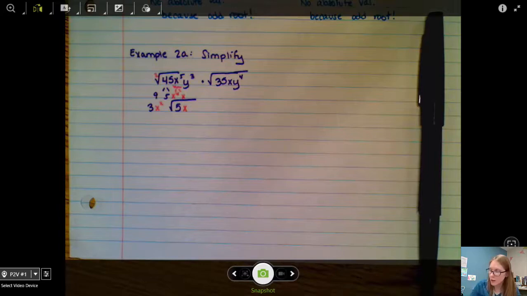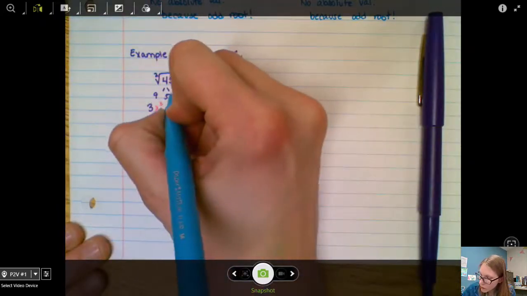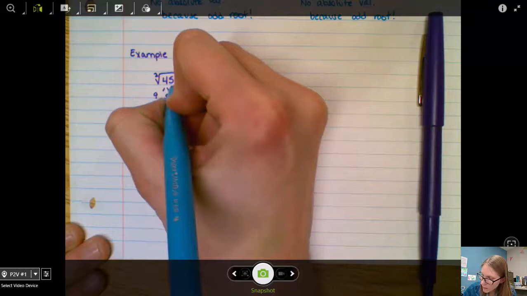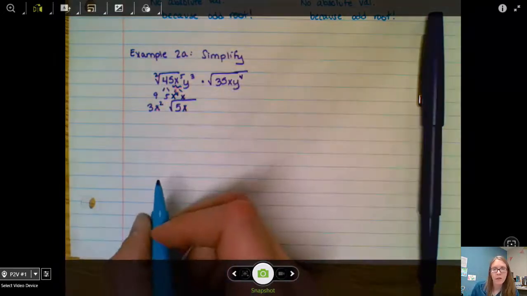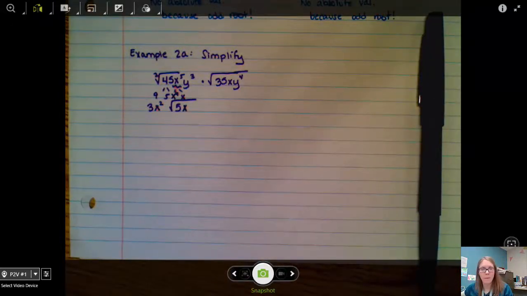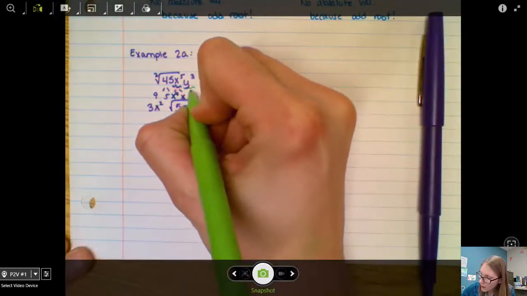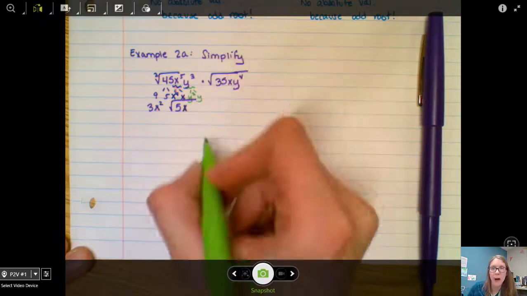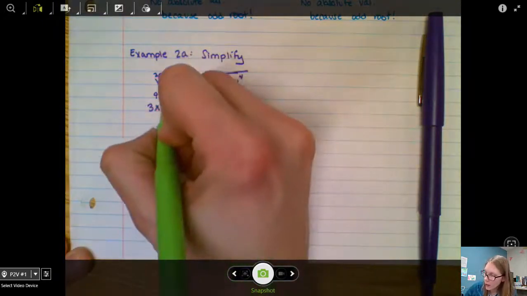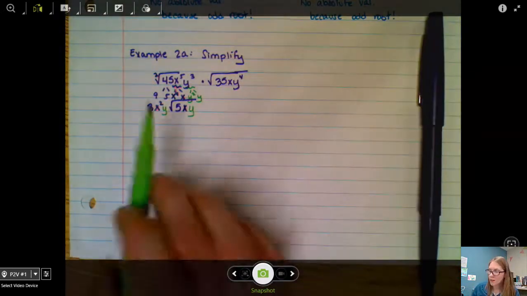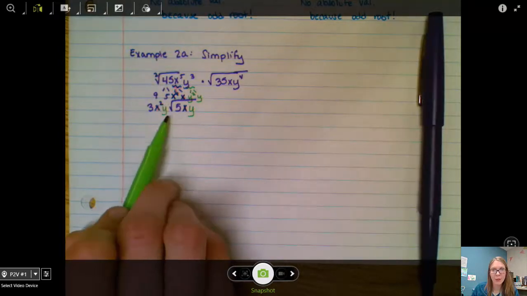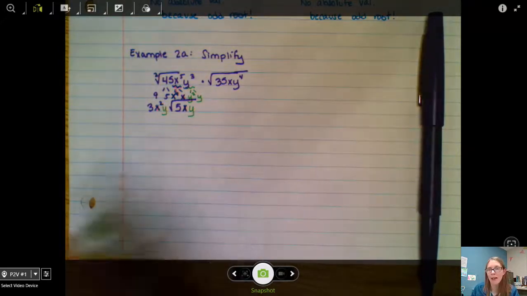And that's not showing up that great. We'll try this. There we go. And then that y, I have a y cubed here. And y cubed is y squared times y. The square root of y squared we can do, and bring a y out in front. We have this y stuck underneath. So this simplified is 3x squared y times the square root of 5xy.